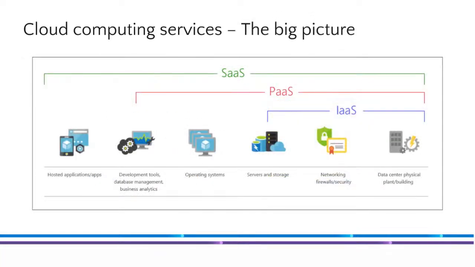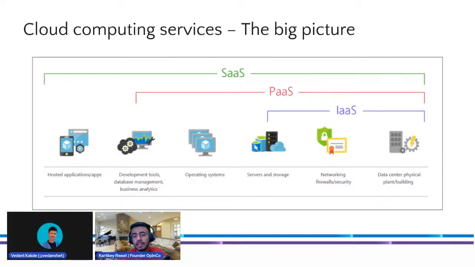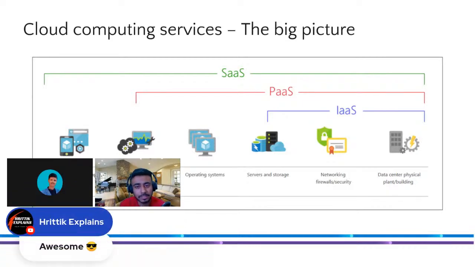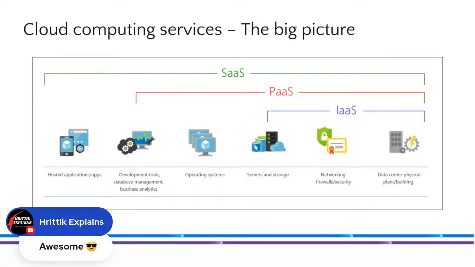Cool. So cloud computing service is the big picture. SaaS includes hosted applications, development tools, operating system, server storage, networking, firewall security, and, at the end but not the least, data center and physical plant or building. Platform as a service focuses more on development tools, basically for the developers. And infrastructure totally works on the core hardware part: server and storage, network, firewall security, and data center basically.